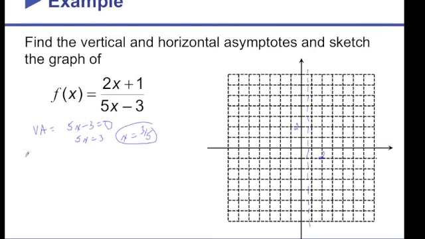Then for my horizontal asymptote here, n and m, the degree of both is the same, so it's really the ratio of the leading coefficients. Y equals 2/5. Just this fraction right here is my horizontal asymptote. So that's going to be approximately here, trying to get it about halfway.